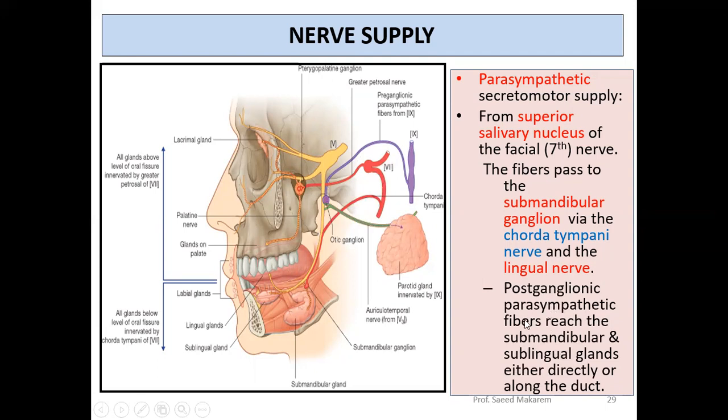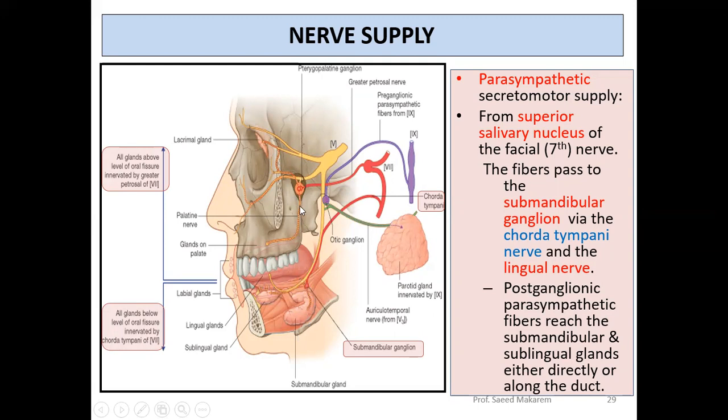The postganglionic fibers reach the submandibular and the sublingual gland either directly or along the duct. So here is the submandibular ganglion. All these fibers will come and relay here, and the postganglionic fibers will start from here. So this submandibular ganglion will supply both the submandibular as well as the sublingual gland through its postganglionic fibers. You see here, these are the postganglionic fibers.